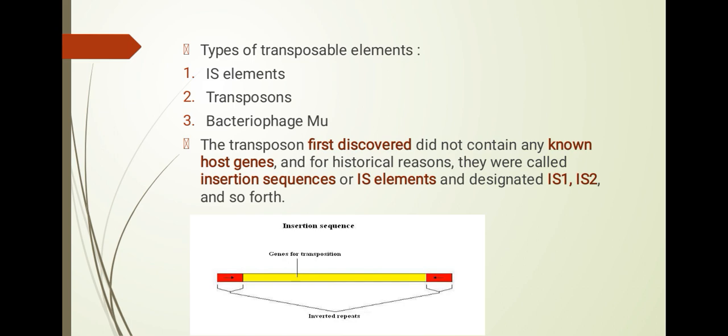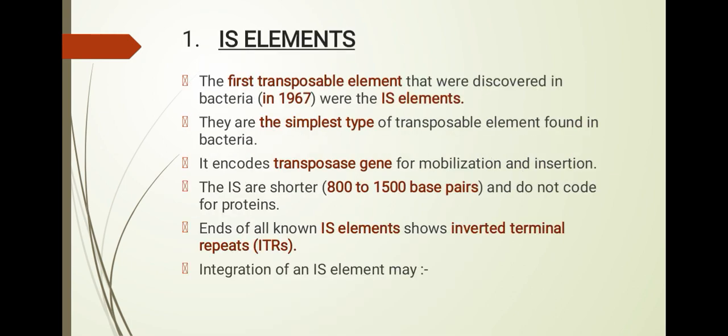The transposon first discovered did not contain any known host genes, and for historical reasons, they were called insertion sequences, or IS elements, designated IS1, IS2, and so forth. Insertion sequence: genes for transposition, inverted repeats. IS elements were the first transposable elements discovered in bacteria, in 1967.